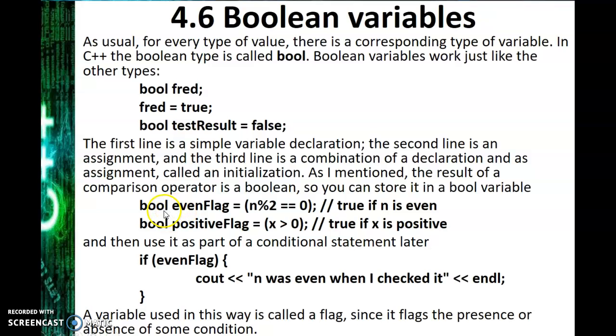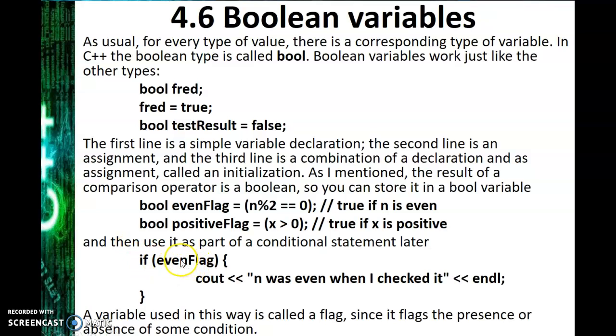Again, down below we have bool even flag, and we put a Boolean expression here that evaluates true or false. If n mod 2 equals 0, then we put true for even flag. If n is an odd number, this will be false. Same way with positive flag. If x is greater than 0, then positive flag will hold true. If x is less than or equal to 0, it will hold false.